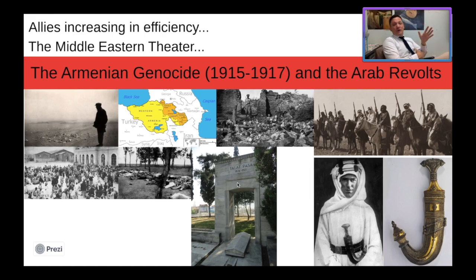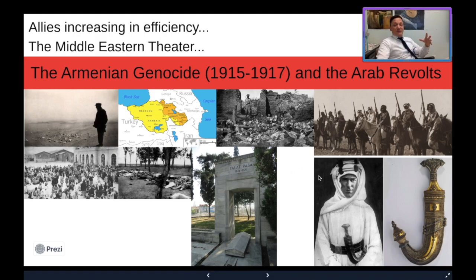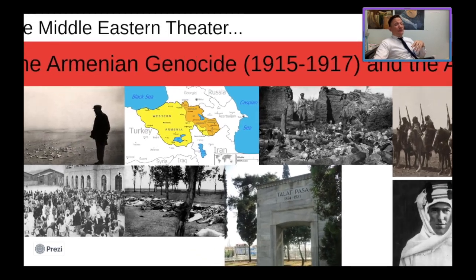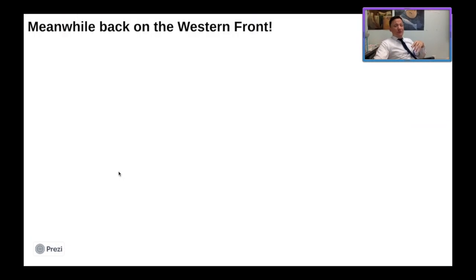But that is what's going on in our Middle Eastern theater, right? Our Middle Eastern theater has these revolts being organized by Sir Lawrence of Arabia and the Brits, and then we also have this very important event known as the Armenian genocide that to this day, the Turkish government has still never once acknowledged and also still never apologized for, which is absolutely insane.